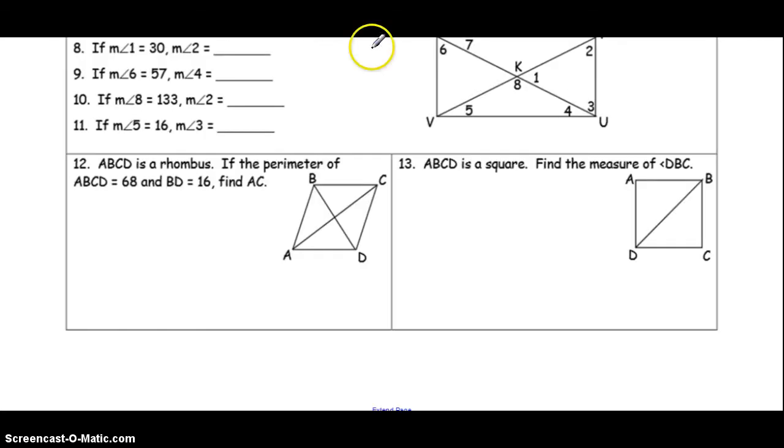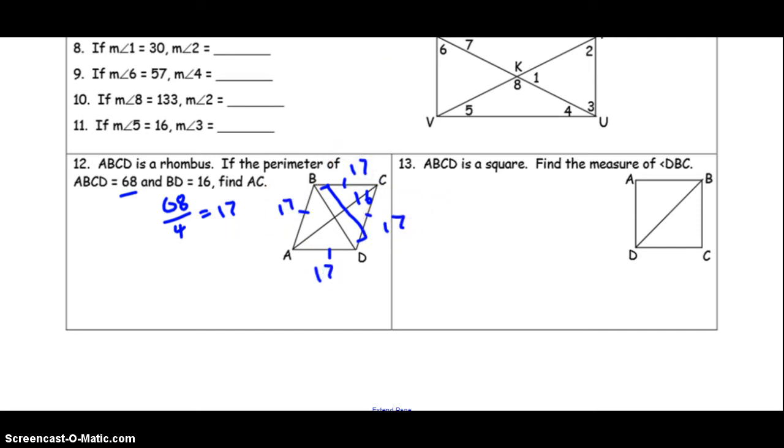12 is tricky, so watch closely. ABCD is a rhombus. If the perimeter of ABCD is 68, so all around, and BD equals 16, so this whole thing is 16, find AC. Now, when we do this, first off, if we know the perimeter is 68 all around, and we know in a rhombus all the sides are congruent, right? We can divide that by 4 to get the length of each side. So 68 divided by 4 leaves us with 17. So it means that each side is 17 units long.